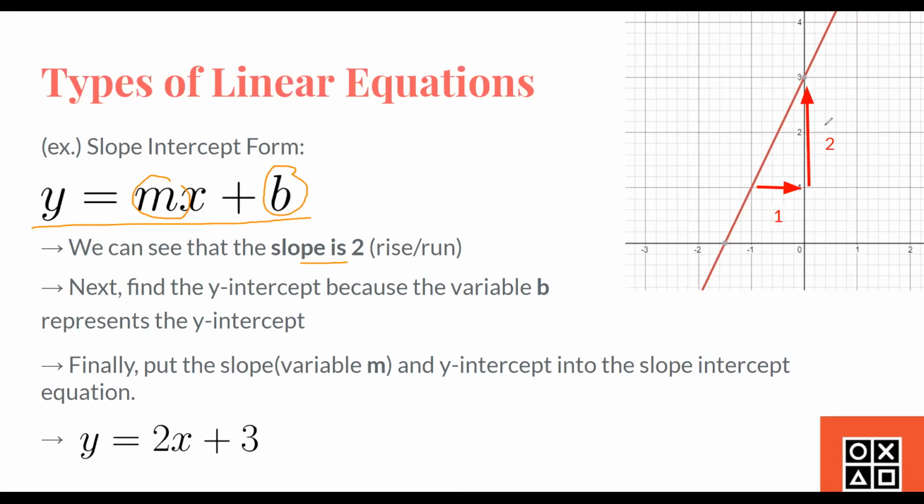So the y-intercept is 3 right here. So 0, 3. And then we finally put the slope variable m, which is 2 right here, and then plus 3, which is the y-intercept. And this will be the equation for the slope-intercept form.